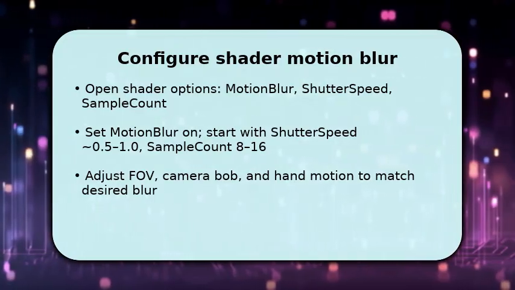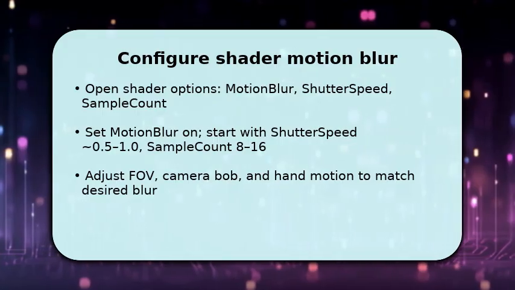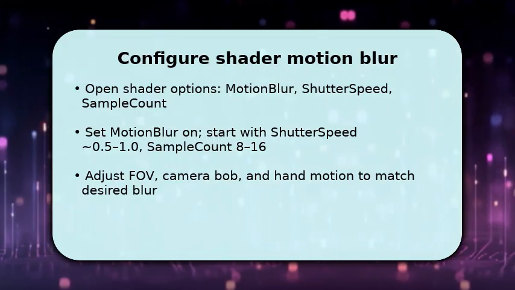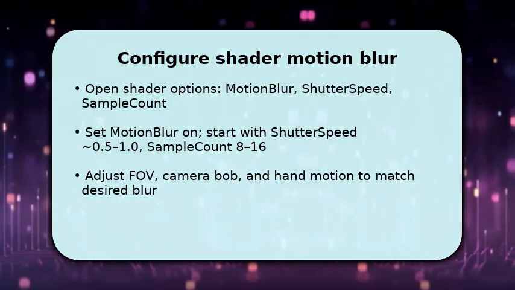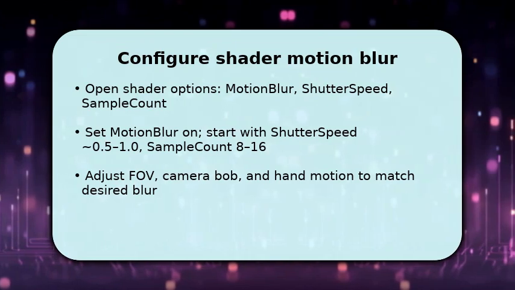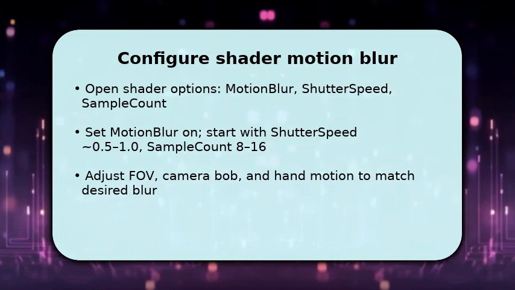Next, tweak FOV and camera bob so the blur feels natural with player movement, and lower hand motion if foreground blur looks distracting. Make incremental changes and test by walking, sprinting, and swinging the camera to judge the effect.